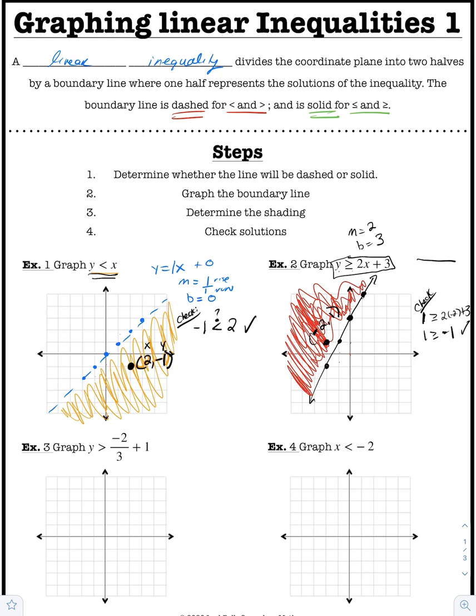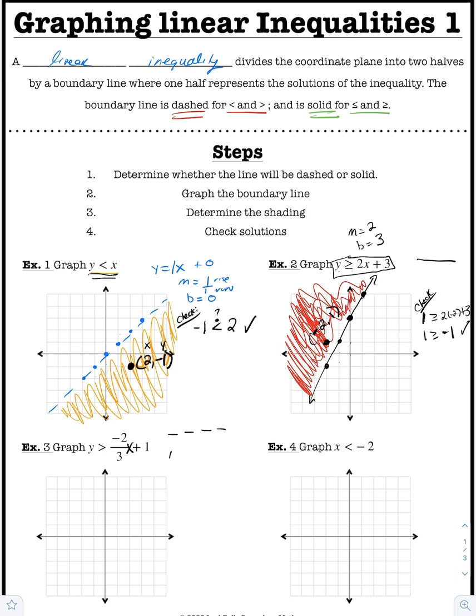All right, now we're going to keep going. Try to make it a little quick here. Example 3 says graph y is greater than -2/3 x plus 1. Well, first off, because we're dealing with this greater than, we know we're going to be dealing with a dashed line. So we can make ourselves a note here: this line is going to be dashed. The next thing we need to do is graph our boundary line, meaning our negative 2/3 x plus 1.